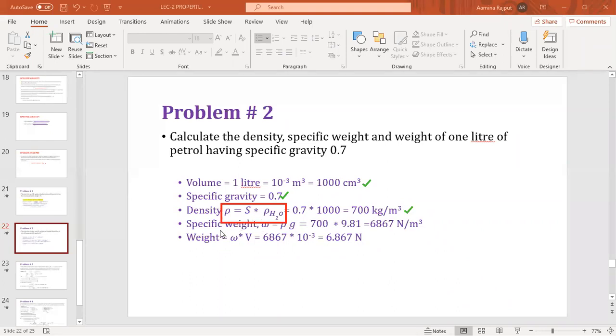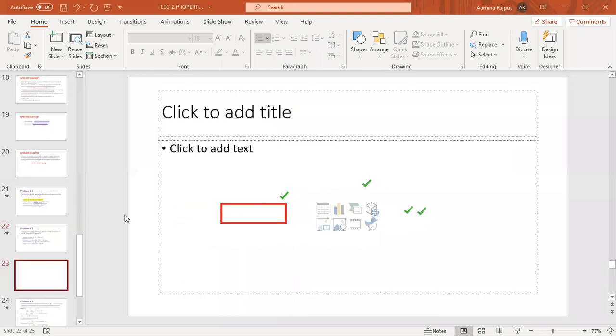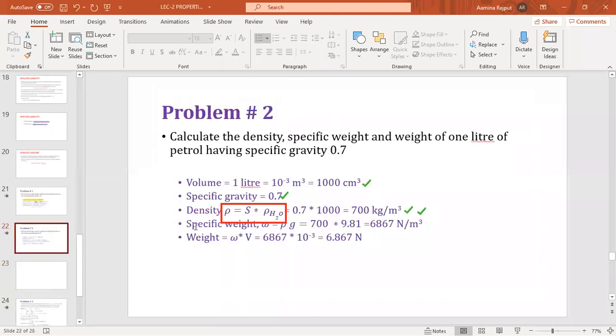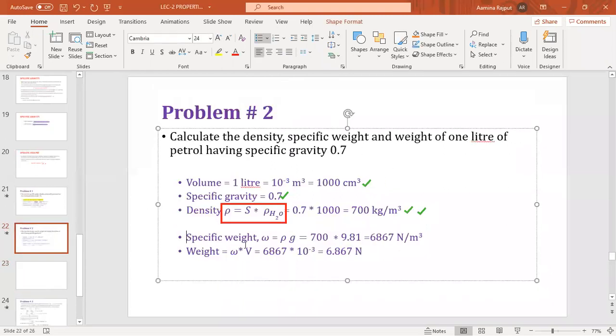Now to calculate the specific weight, gamma or omega, you can use any of the symbols. We know specific weight is density into gravitational acceleration, rho g. So 700 into 9.81, we get 6867 Newton per meter cube.